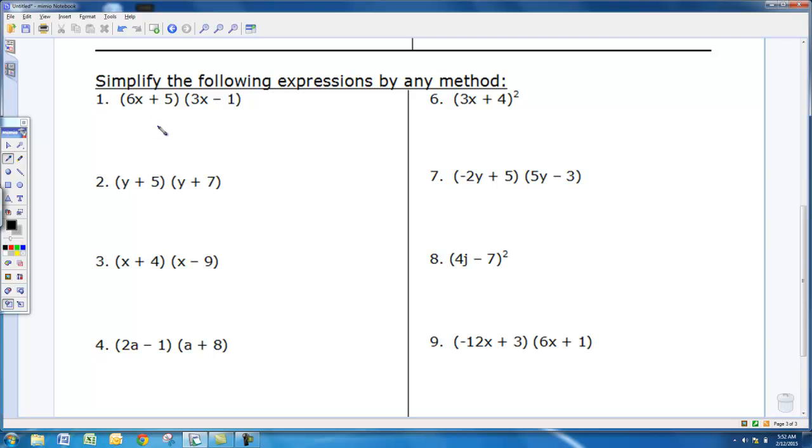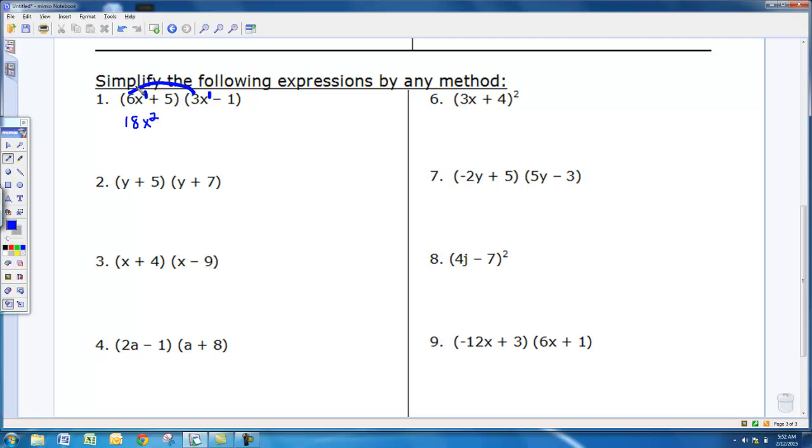Okay, so for the FOIL method, we're going to be multiplying. FOIL stands for first, so we'll multiply the first times the first. Don't forget the exponents on those x's. That's going to give us 6 times 3 is 18. X times x gives us x squared. Remember to add those exponents.